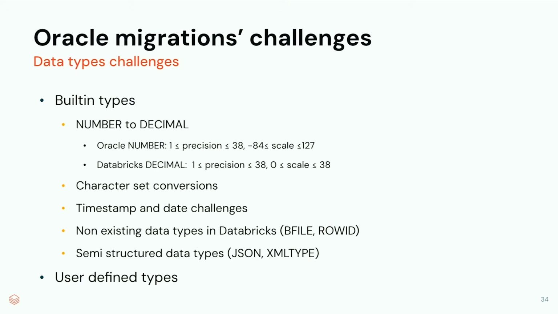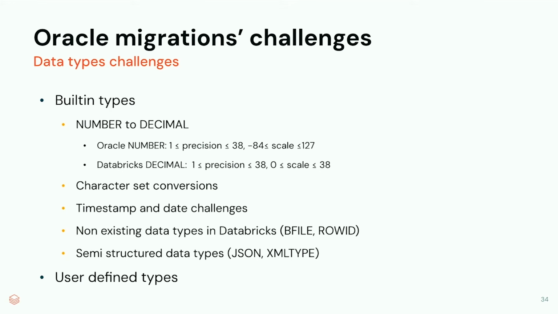Then, in terms of challenges, you also have the data types challenge. Oracle data types are not the same as in Databricks, especially, for example, NUMBER to decimal. NUMBER relies on precision and scale, which are not the same. Depending on the precision and the scale, it could be a challenge to migrate this. Beyond the limit of the precision and the scale of decimal in Databricks, you will have to convert it to a double precision floating-point number.